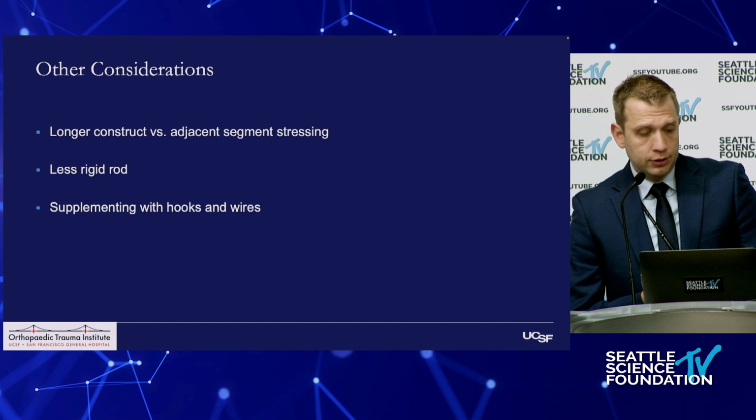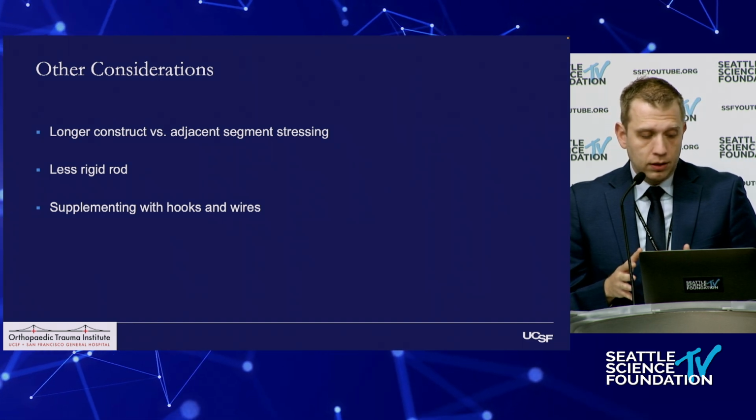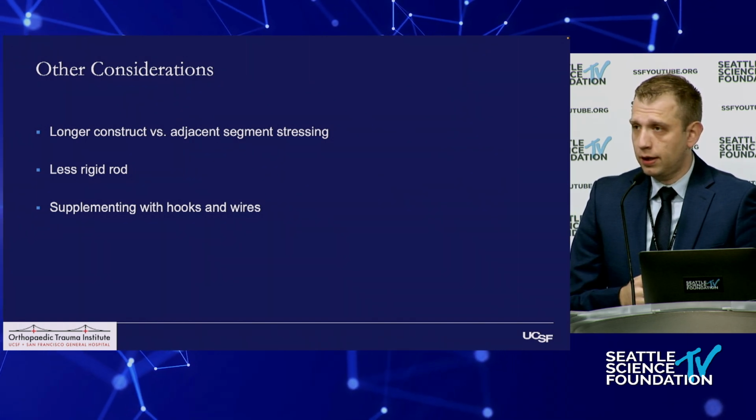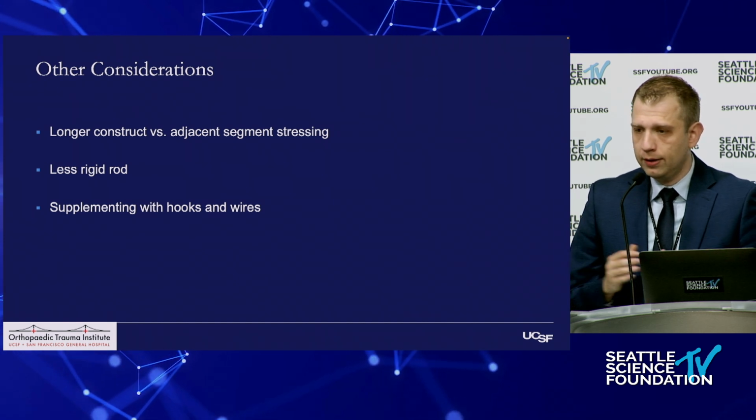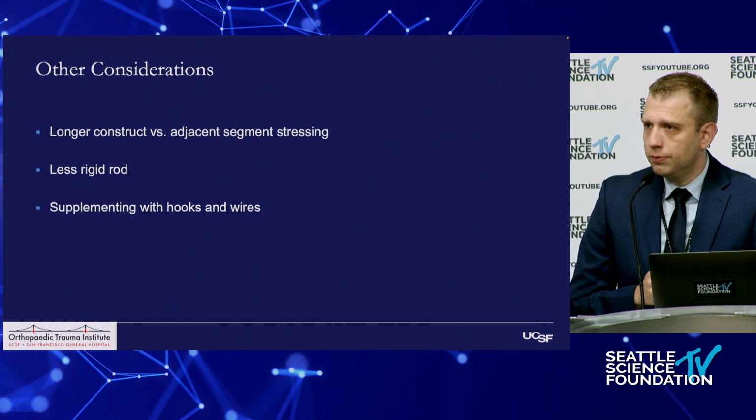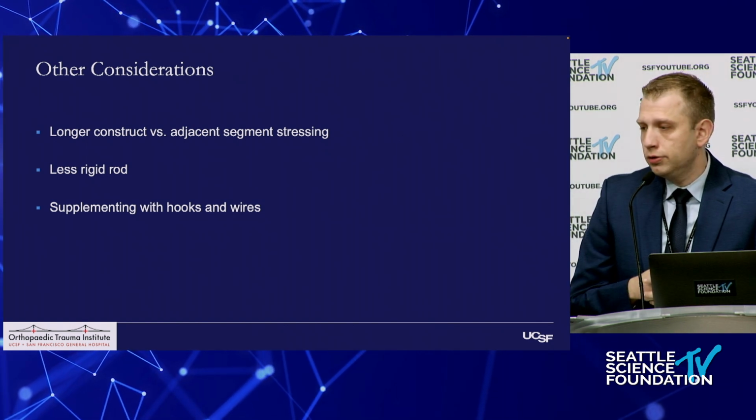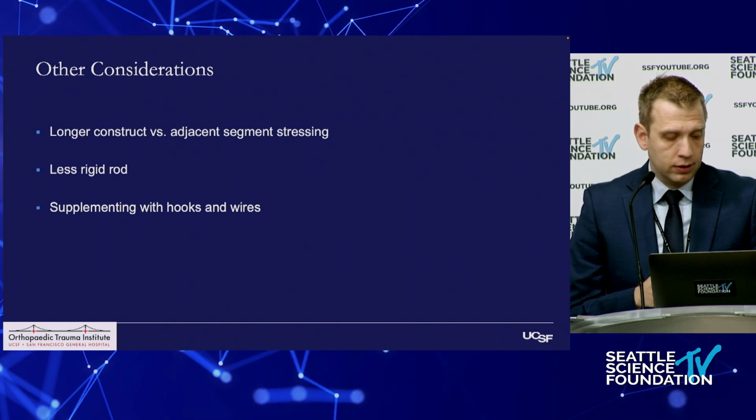Other considerations to take into account. You could do a longer construct, that will increase the strength of the construct, but then you're also stressing the adjacent levels more. So I always go back and forth, and I think it ends up kind of finding a Goldilocks zone of increasing the length, but also knowing that you may be causing issues adjacent to that construct.